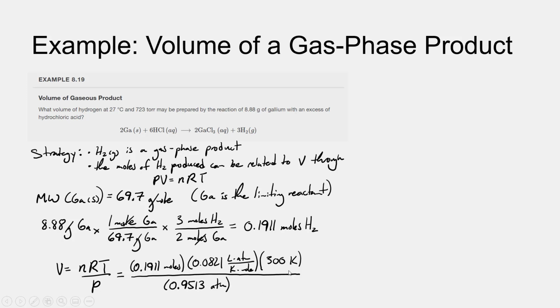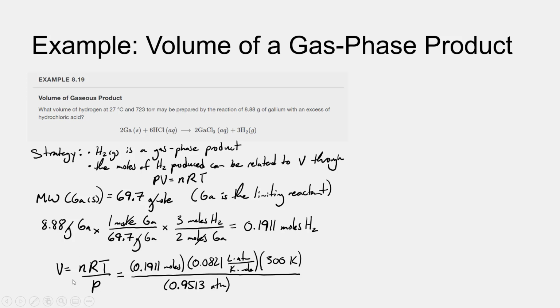I haven't shown the conversion here. I would encourage you to do that one for yourself. Remember to add 273 to the temperature to get your temperature in Kelvin, and remember that there are 760 torr in an atmosphere. Remembering that, I get an atmospheric pressure of 0.9513 atmospheres and a temperature of 300 Kelvin.